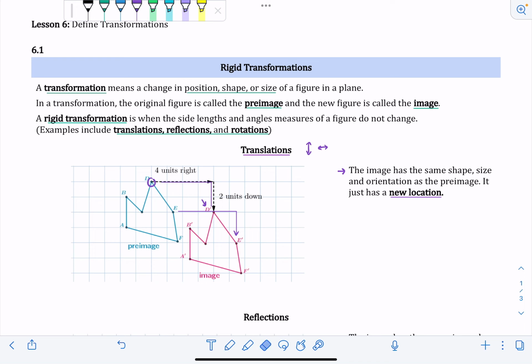So the biggest thing with translations is just recognizing that we're just moving to a new location. We're not changing the shape or the size, so just moving up, down, left, or right.